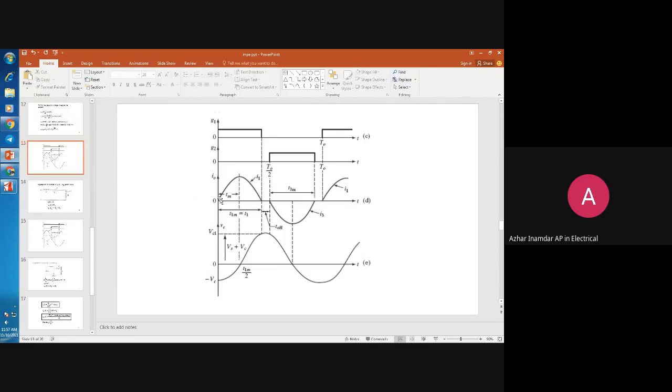So now this is for mode 1. This is the gate pulse of your IGBT number 1. Only for turning on of this IGBT Q1, this mode will exist. As soon as the gate pulse becomes 0, the mode vanishes, and we will go on to mode number 2.